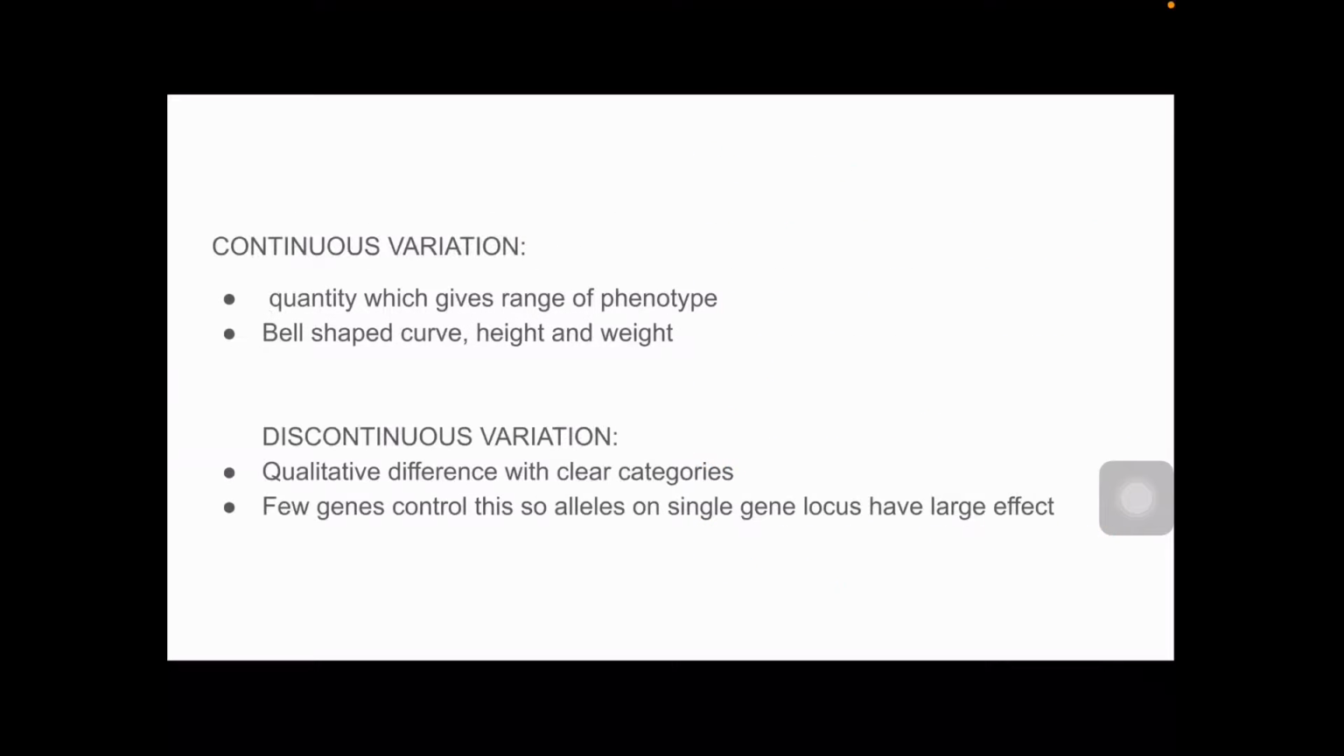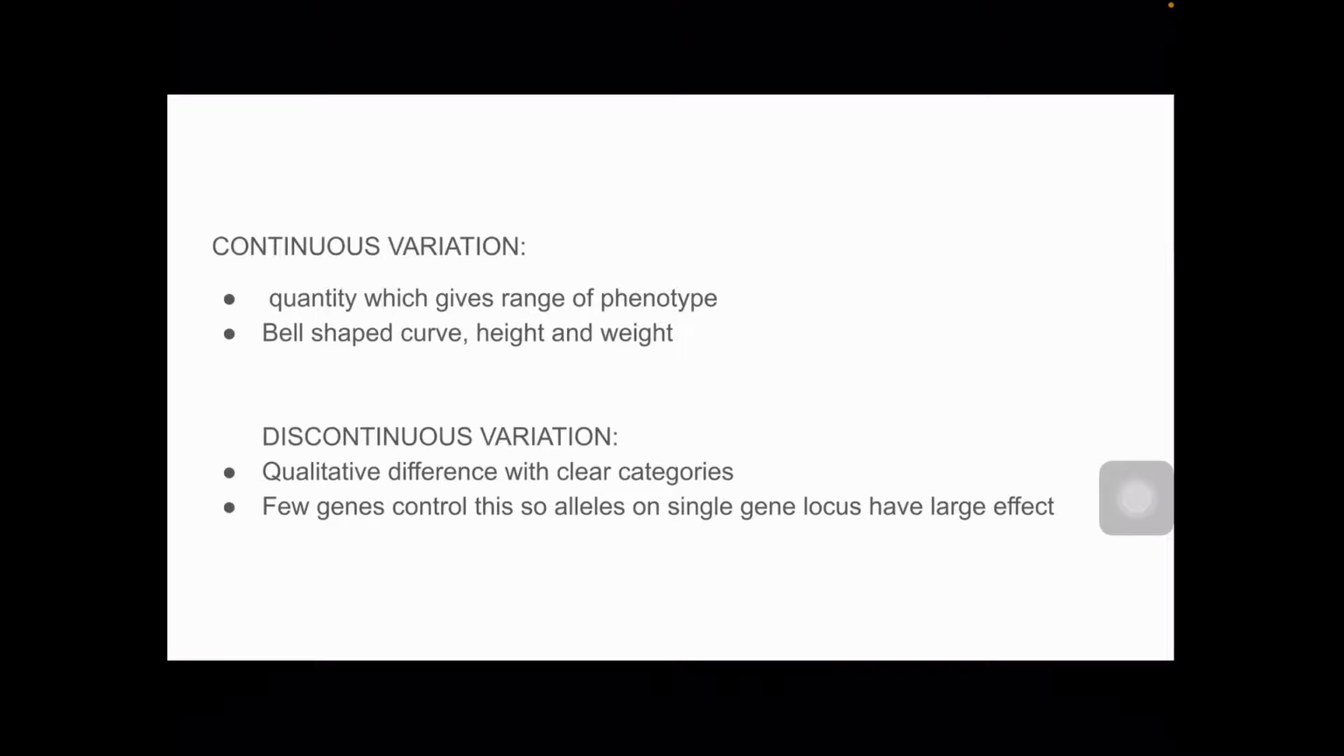Okay. Moving on to selection and evolution. Starting off with continuous variation, a quantitative difference that has a wide range of phenotypes. When you plot it on a graph, it forms a bell-shaped distribution curve. An example is height and weight. They are not affected by different alleles at a single gene locus, or if they are affected, they have only small effects.